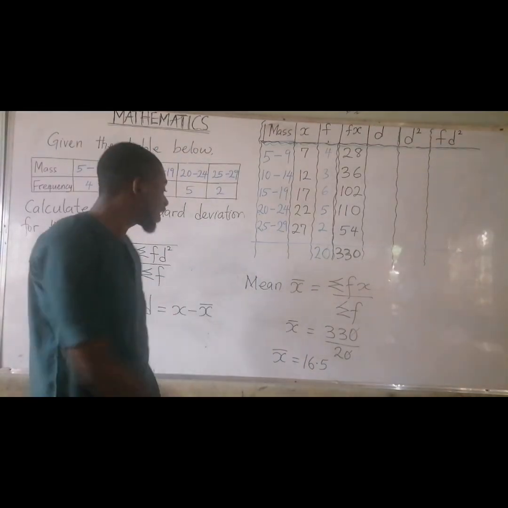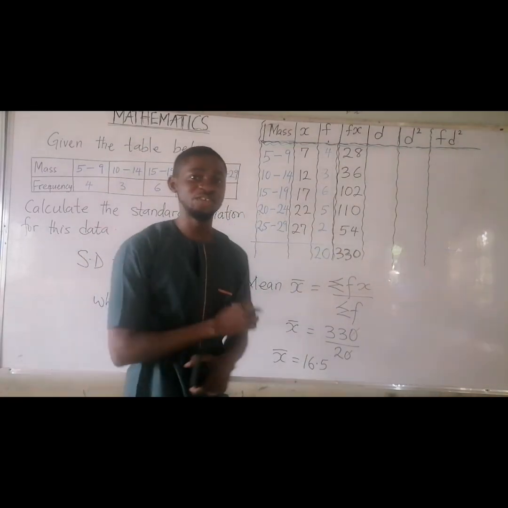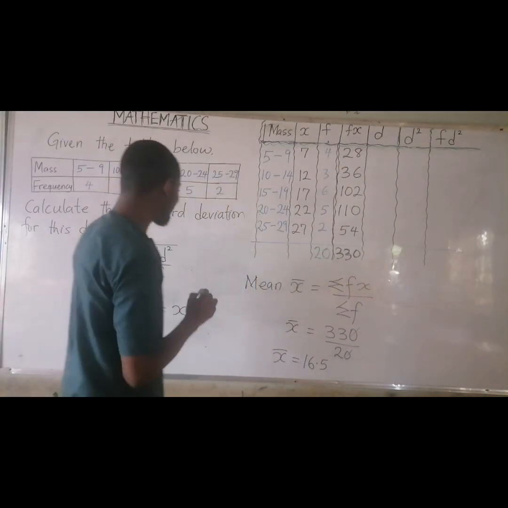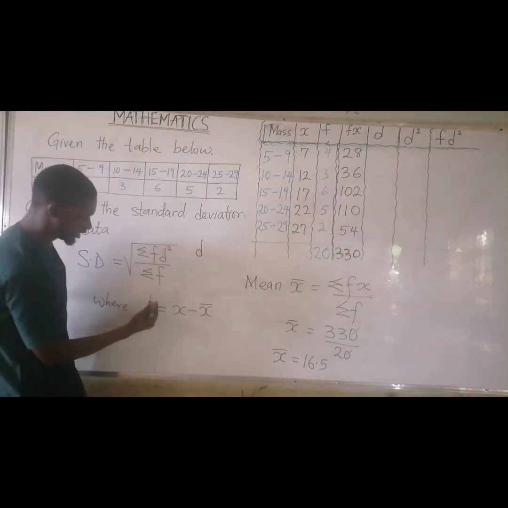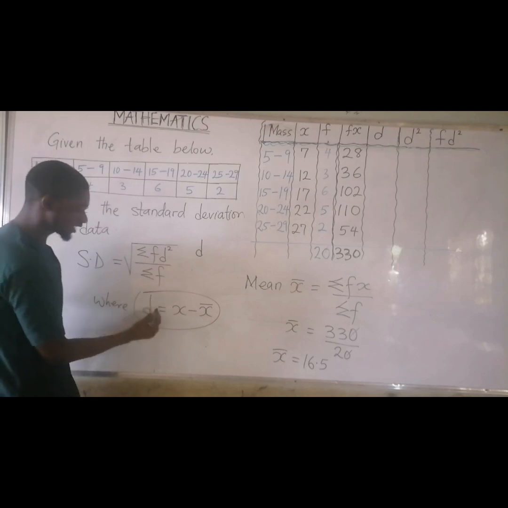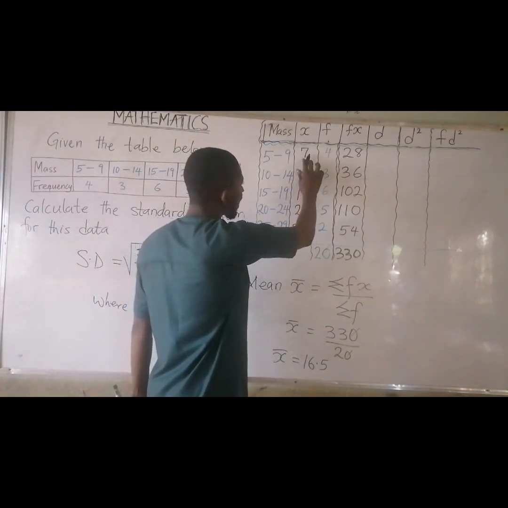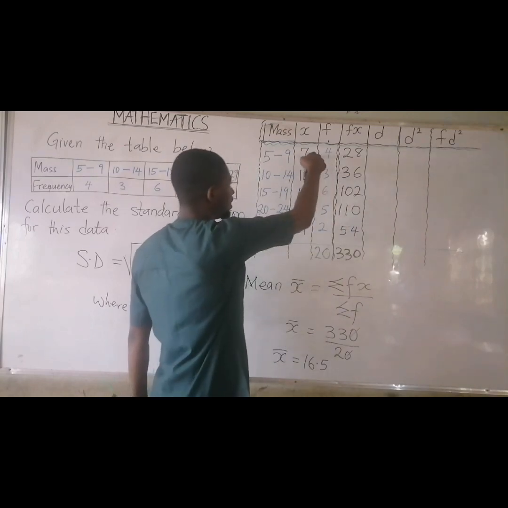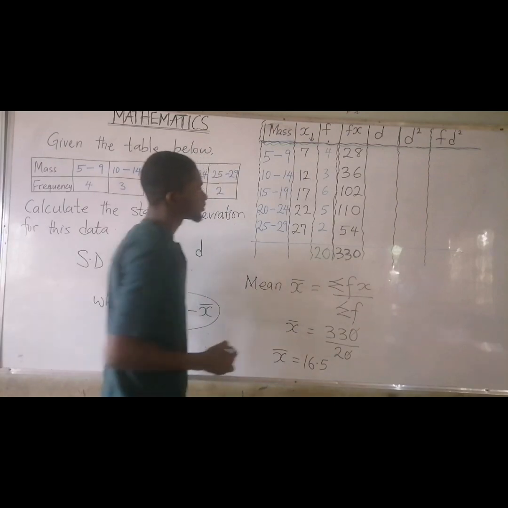Now that we've gotten the mean, we need to move on to determine the deviation. Recall, we have said the deviation D has been written here, the deviation D is X minus X bar. So we have to begin to subtract our mean from each of the values of X along this line. Let's take notes.